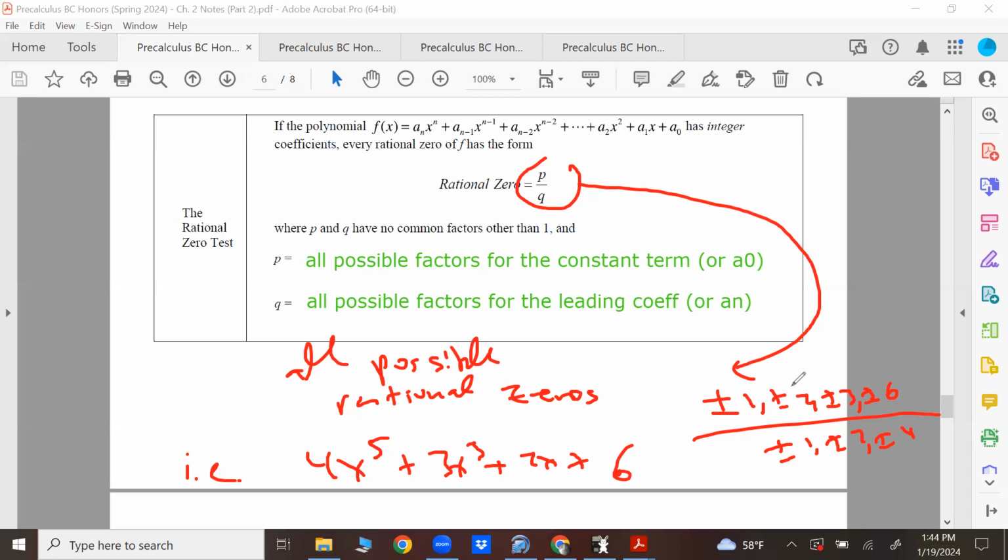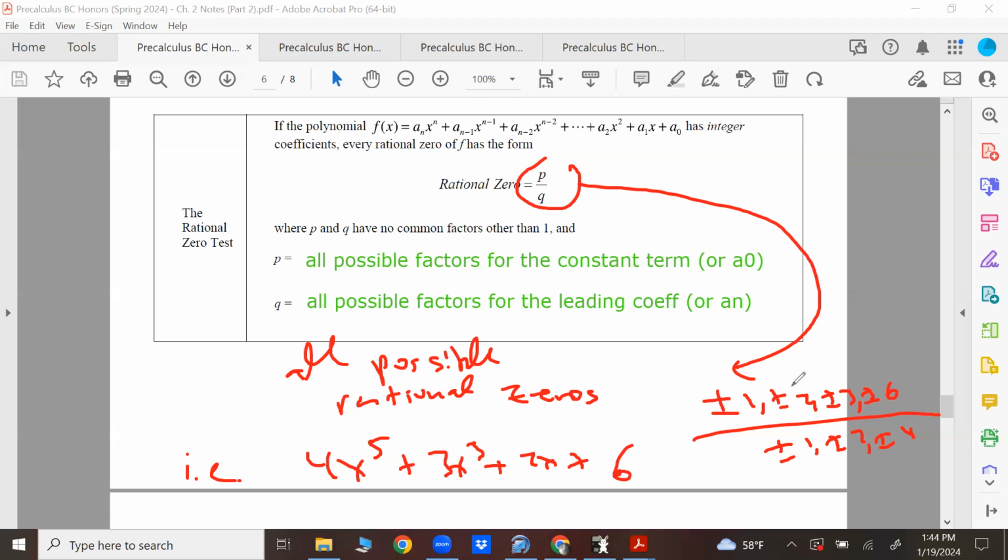Sorry, I know I'm late. Can I take a step back and can you explain to me how you got those in the first place? The numbers, the plus or minuses. 1, 2, 3, and 6 are the factors of 6. And the factors of 4 are 1, 2, and 4. So the P's are these, and all the possible P over Q ratios are over there.